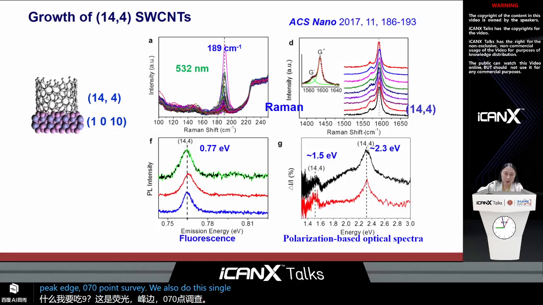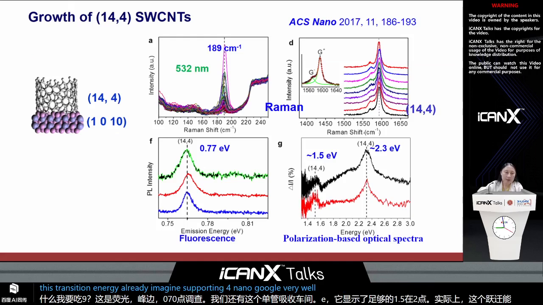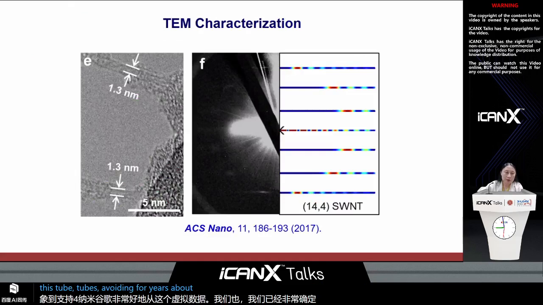It shows absorption at 1.5, 2.3. Actually, these three transition energies already match the 14-4 nanotube very well. From this spectroscopic data, we are already very sure these tubes are 14-4 tubes. But again, we still use electron diffraction to verify that our judgment is really right, that they are 14-4 tubes.